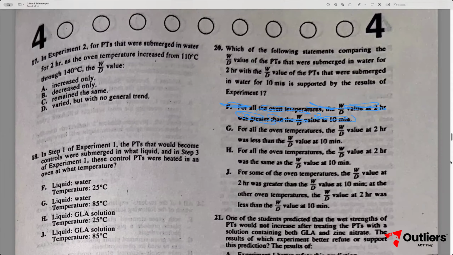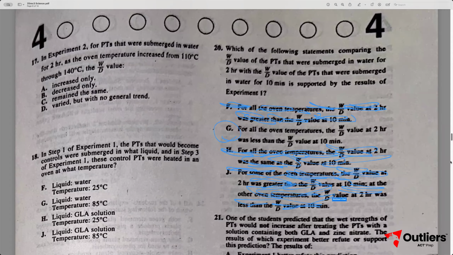Now, G says for all oven temperatures, the WD value at 2 hours was less than the WD value at 10 minutes. Now, that is true, and that's why the answer is G. Then H says they were all the same, which is not true, right? They were clearly different. And then J says for some oven temperatures it was higher, and for other oven temperatures it was lower, which again is not true. It's a very clear trend. The 10 minutes is higher than the 2 hours.